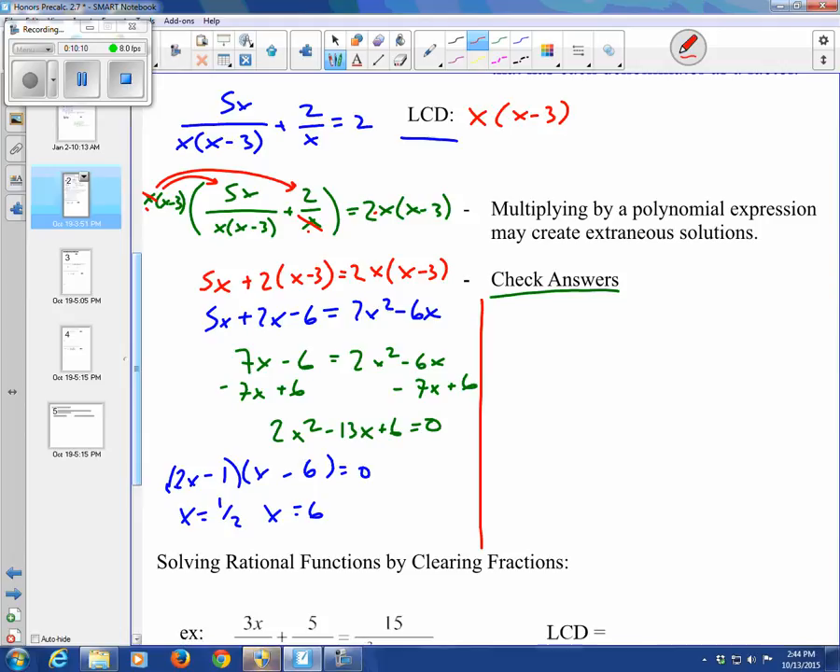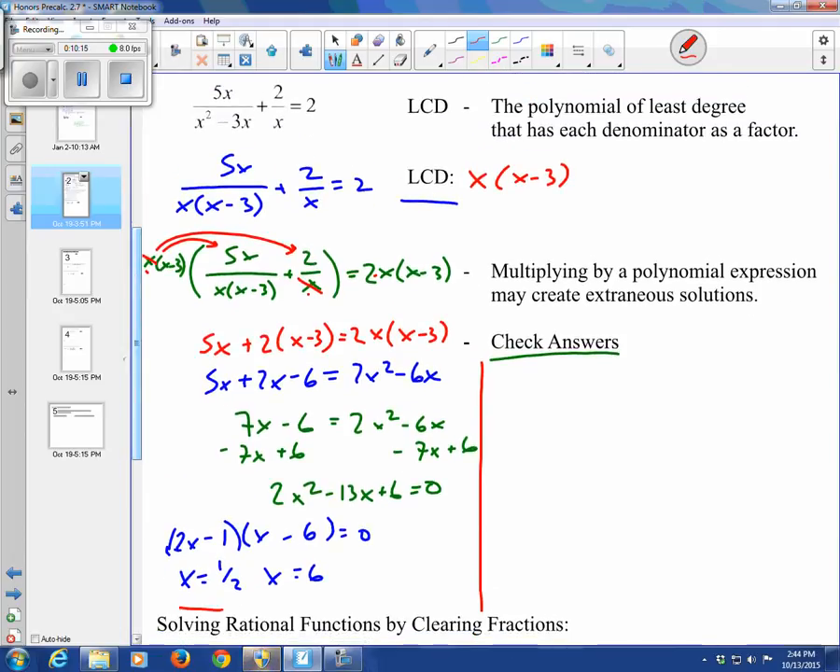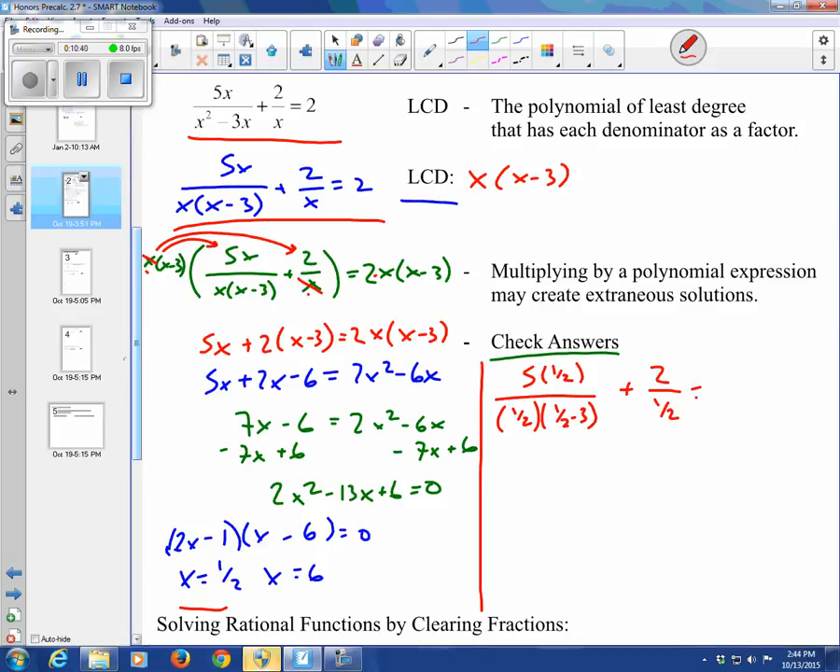So right here, I'm going to check to see if these are actual solutions by plugging them into my original equation. So right here, I'm going to have 5 times 1/2 over, I can say 1/2 times 1/2 minus 3. I'm going to plug it into this form with the factored denominator. I think it's going to be a little bit easier to deal with the denominator there rather than squaring that fraction. And then plus 2 over 1/2 equals 2.